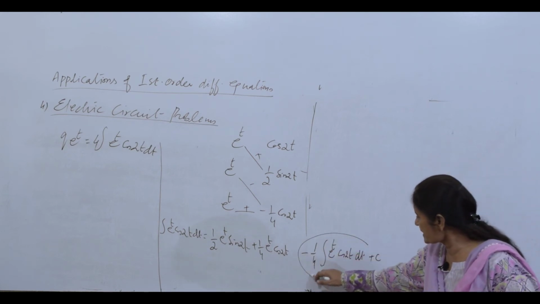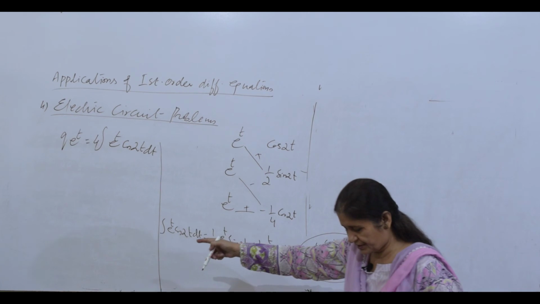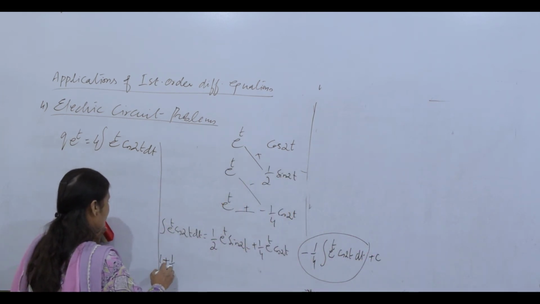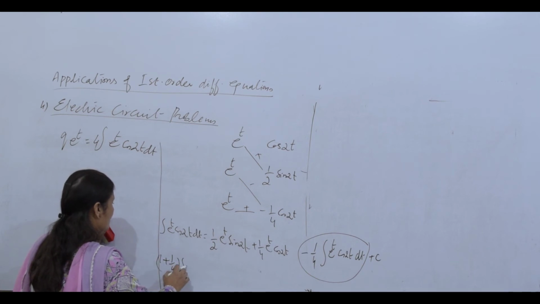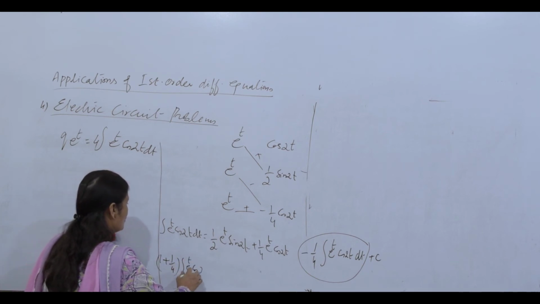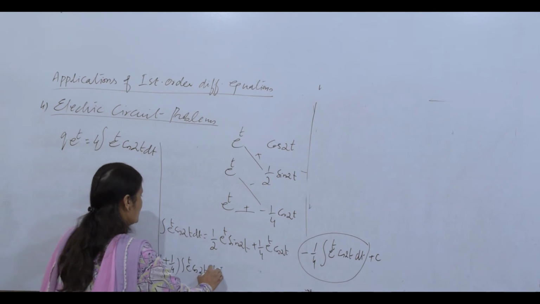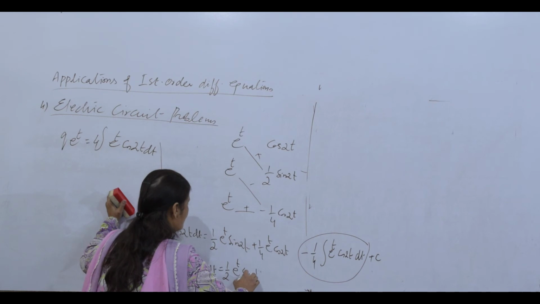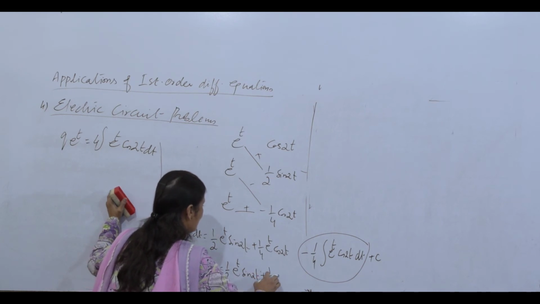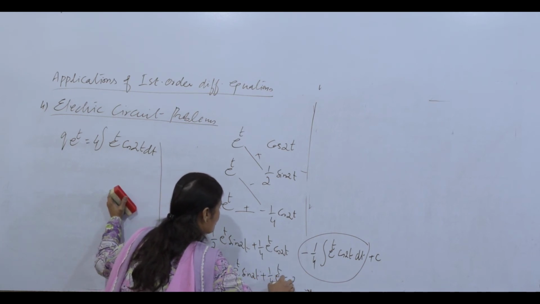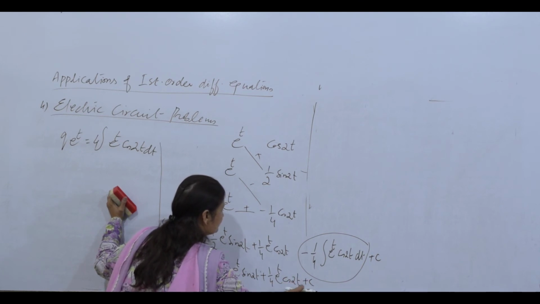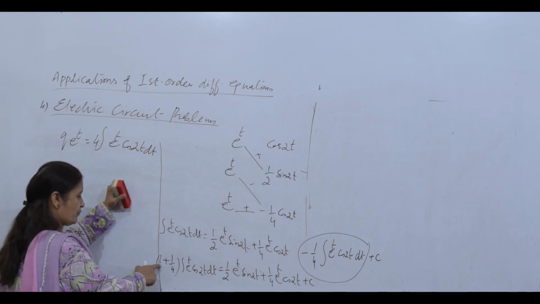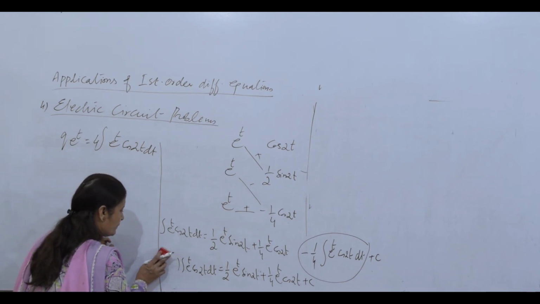This side is taken to the left. So this is 1 plus 1 by 4 times the integral of e^t cos 2t dt, equal to half e^t sin 2t plus 1 by 4 e^t cos 2t plus c. Is this clear, students? Now 1 plus 1 by 4 is 5 by 4.